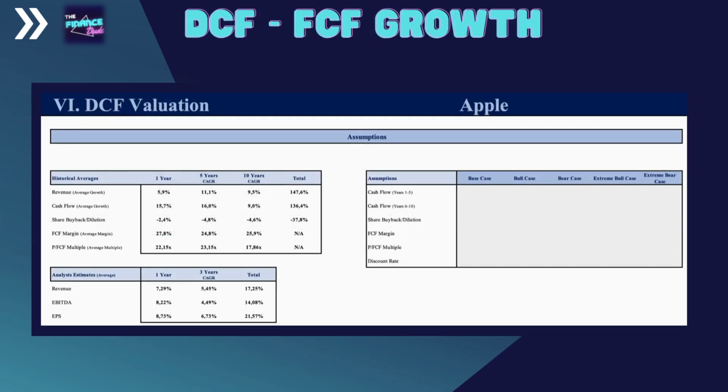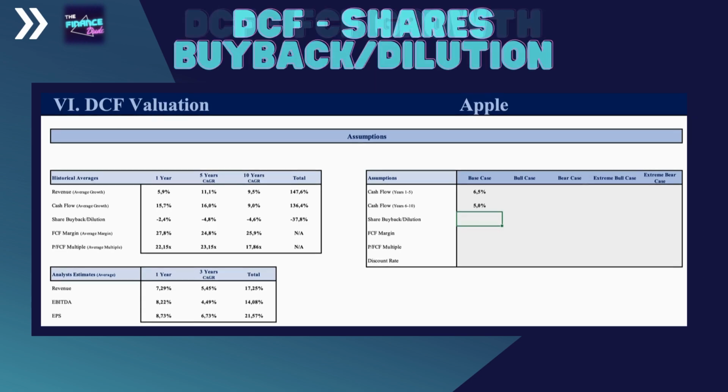Cash flow growth is the first, and second, because it is divided into 2 groups. First, the growth in years 1 to 5 of our forecast, and then, growth in years 6 to 10. I believe splitting into 2 blocks is preferable to assuming the same growth rate for 10 years. The following assumption is regarding shares buyback or dilution.